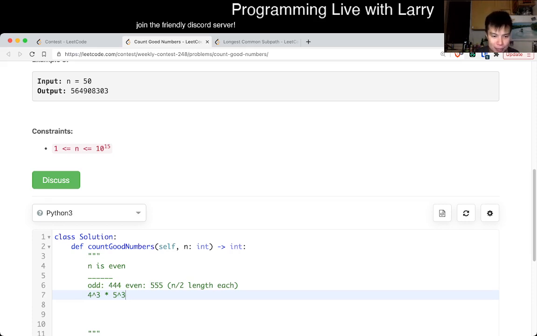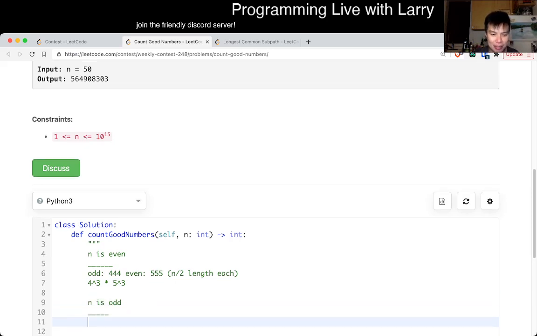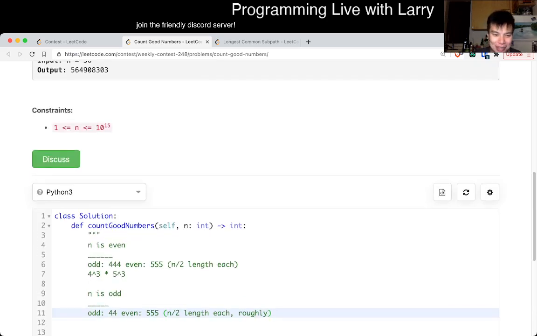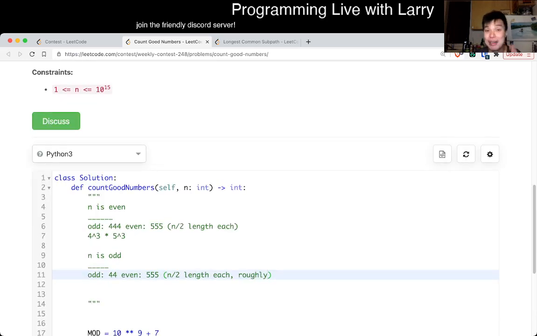And then if n is odd, then you have the same thing, except for that odd digits, you actually have two of them. So you have 4 times 4, and even you have 5 times 5 in each, roughly. I mean, you can do the math. I'm confident that you're smart enough to figure this part out with the even and odd.